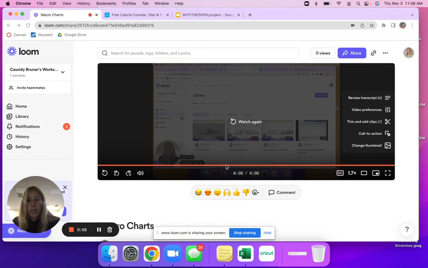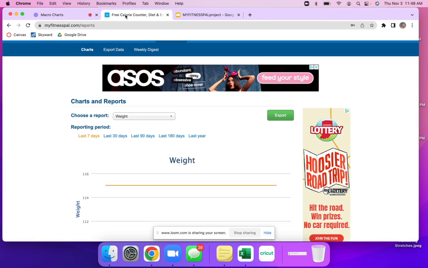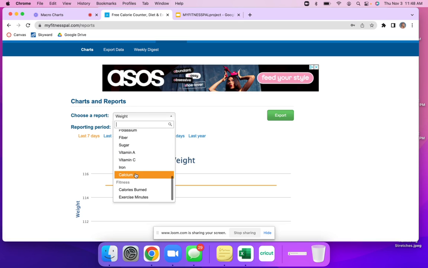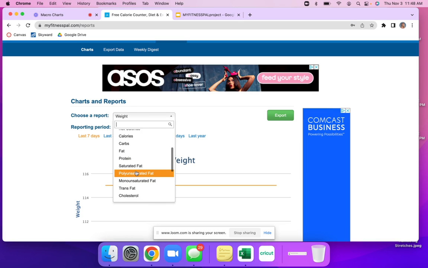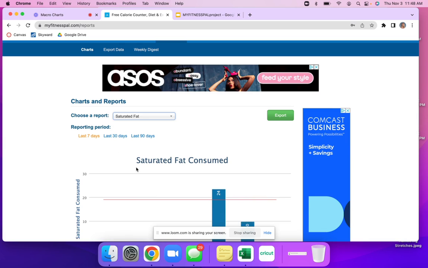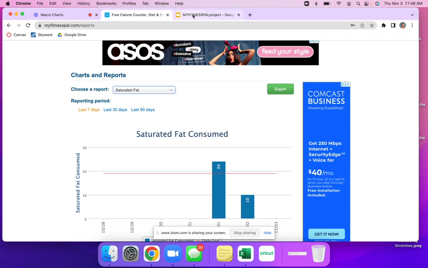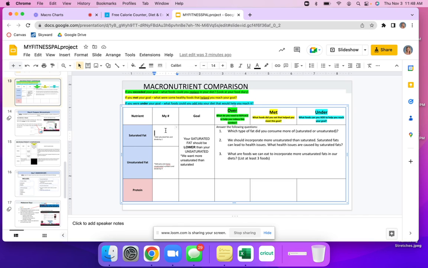Okay, so a lot of people tend to get a little bit confused on the unsaturated and saturated fats because of the way that the MyFitnessPal website does it. If you go to this drop-down menu, you will notice that saturated fat is there. This is the same that you did for the macro charts. You add them together, divide by 2. So mine would be 24 plus 10, 34 divided by 2. And then I would put that number here, okay, just like you were doing before.